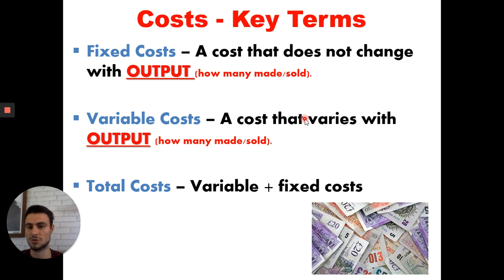However, variable costs will change with how many we make or how many we sell. So if we make 1 hat, we'd need to buy materials and packaging and transport costs for that 1 hat, which won't cost much. However, if we sell 1,000,000 hats, we'd have to buy more materials, spend more on transport costs, and spend more on packaging because there's more to package and more to transport and more to make. So they will change with output, how many we sell and how many we make. And the total cost is just those two things added together, your variable and your fixed costs.